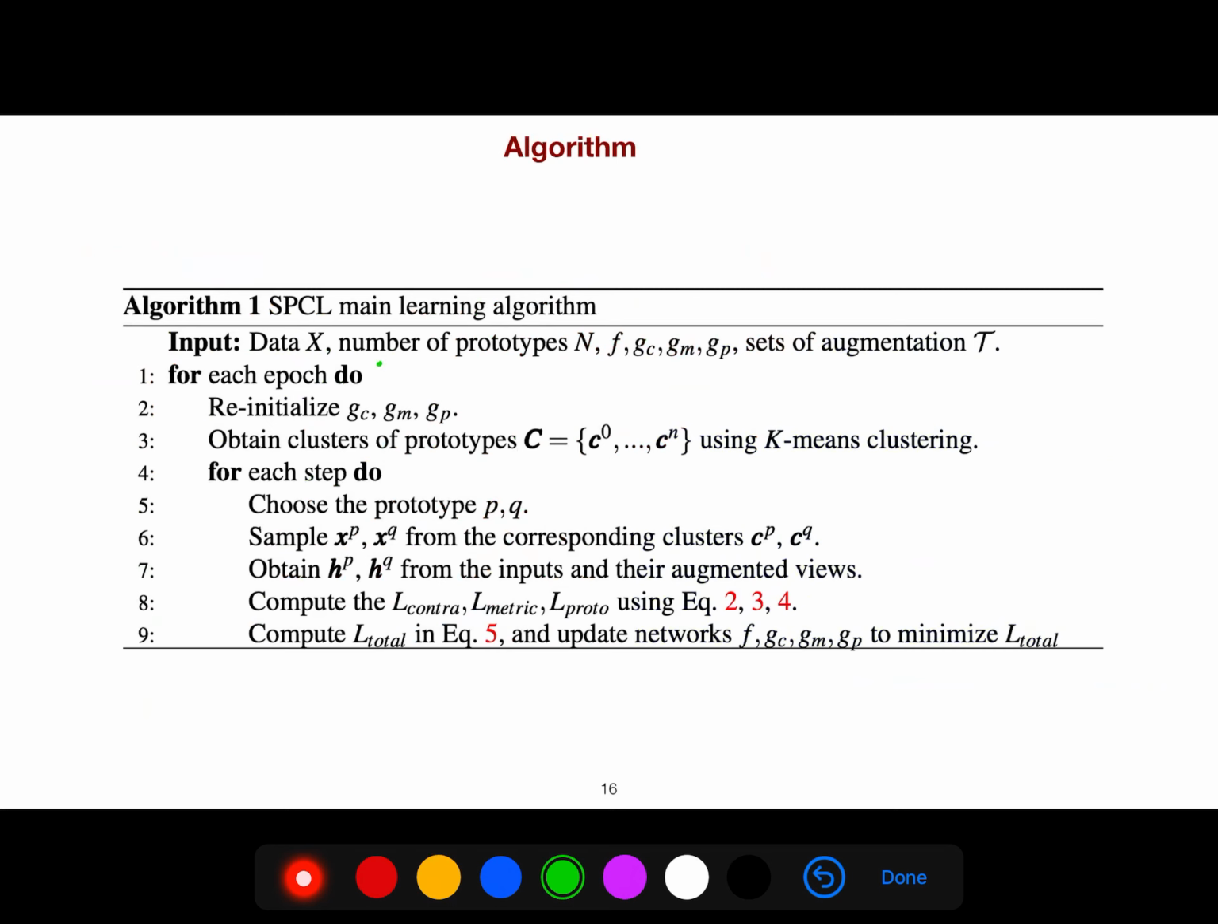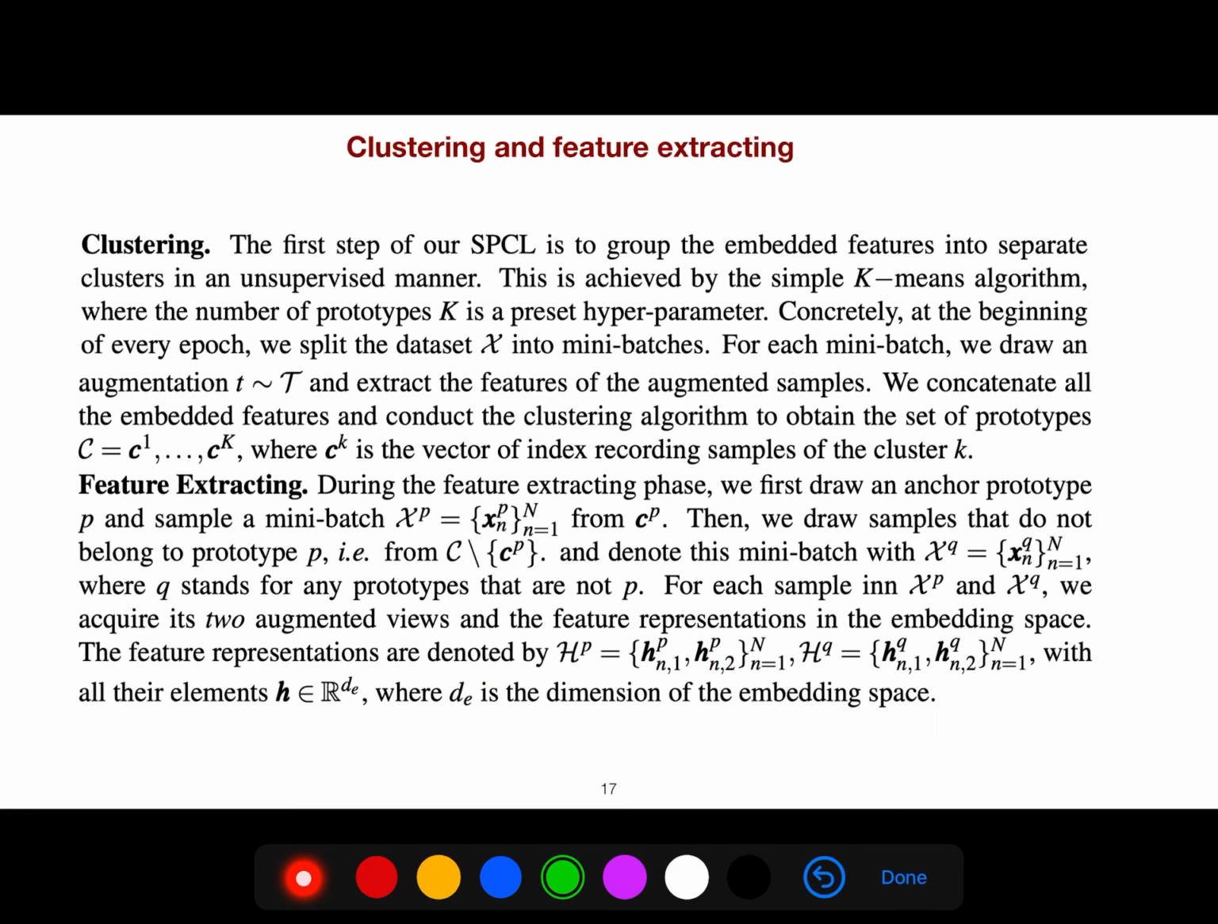So via your input, you have a number of prototypes and a set of augmentations, and then we initialize and obtain the clusters. First, we obtain the clusters, using, for example, k-means clustering. Now, once we get the prototypes, for example these clusters, we sample x from the corresponding clusters. After that, we obtain these representations from inputs and their augmented views. And then we compute the contrastive loss, metric loss, and prototype loss.